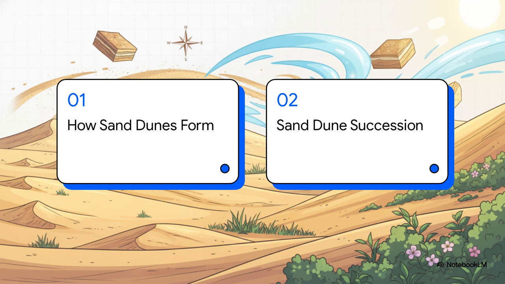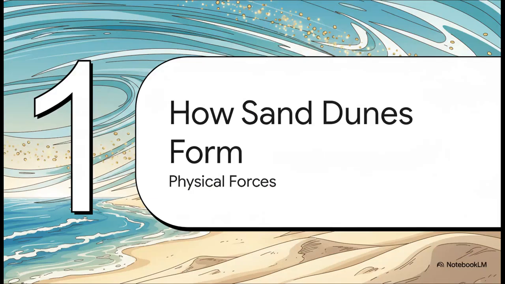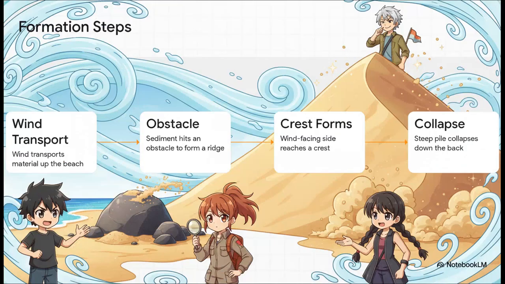We're splitting this journey into two main parts. First, how sand dunes actually form, and second, sand dune succession. Part 1. How sand dunes form. So, how does a massive hill of sand just appear? Well, it all starts with the wind.